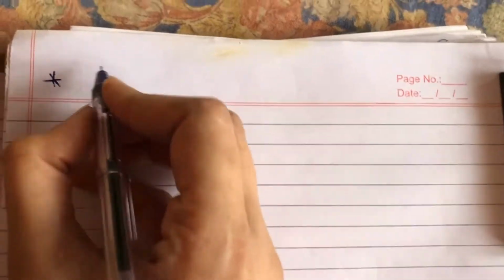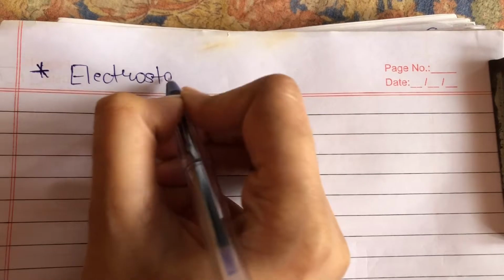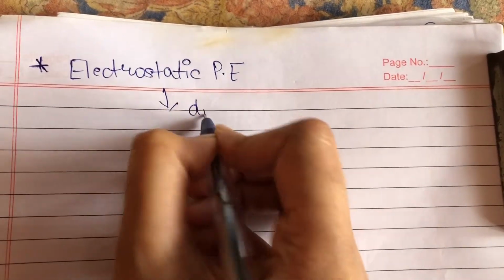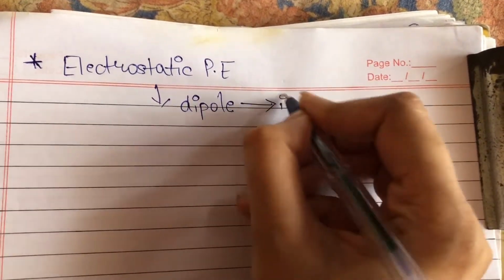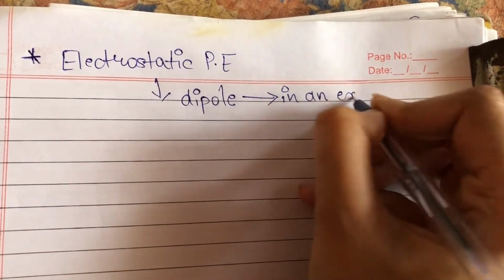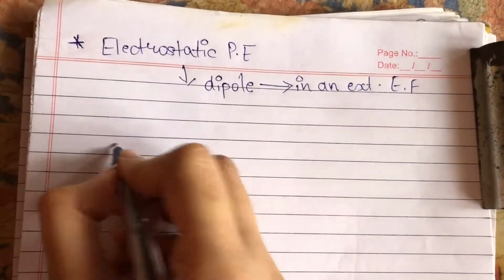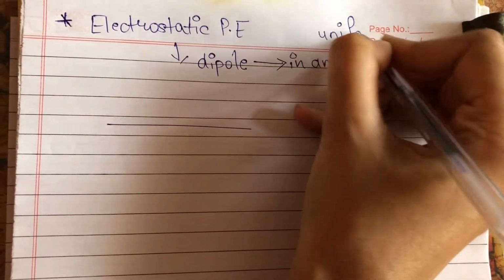Okay, let's begin with a new topic of the electrostatics chapter, that is electrostatic potential energy of a dipole. Where is that dipole kept? That dipole is kept in an external electric field, and that external electric field is uniform.